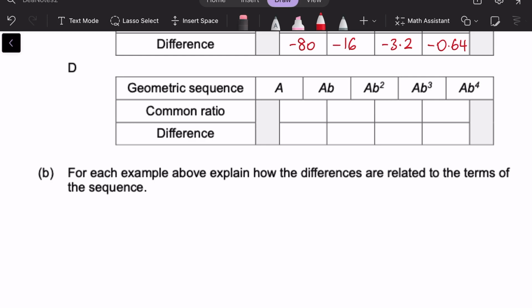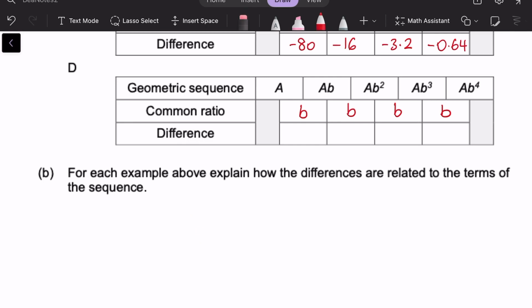Firstly, in a geometric sequence, the common ratio is the constant that you multiply each term by to get the term after it. So in this case, the first term is A, the second term is AB, the third term is AB squared, and in between each one you multiply by B to get the next term, right? So the common ratio would just be B. So we're going to write B in all those slots.